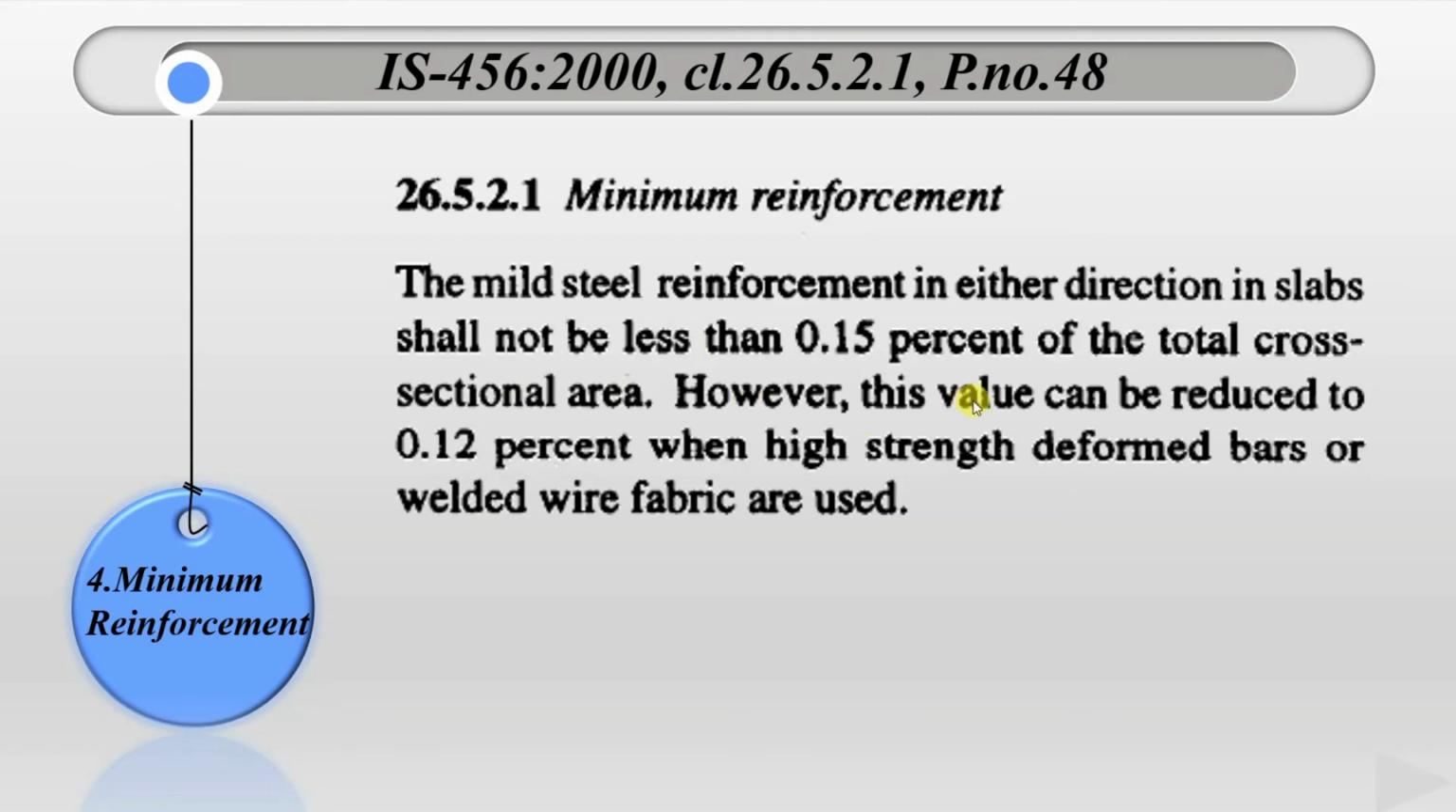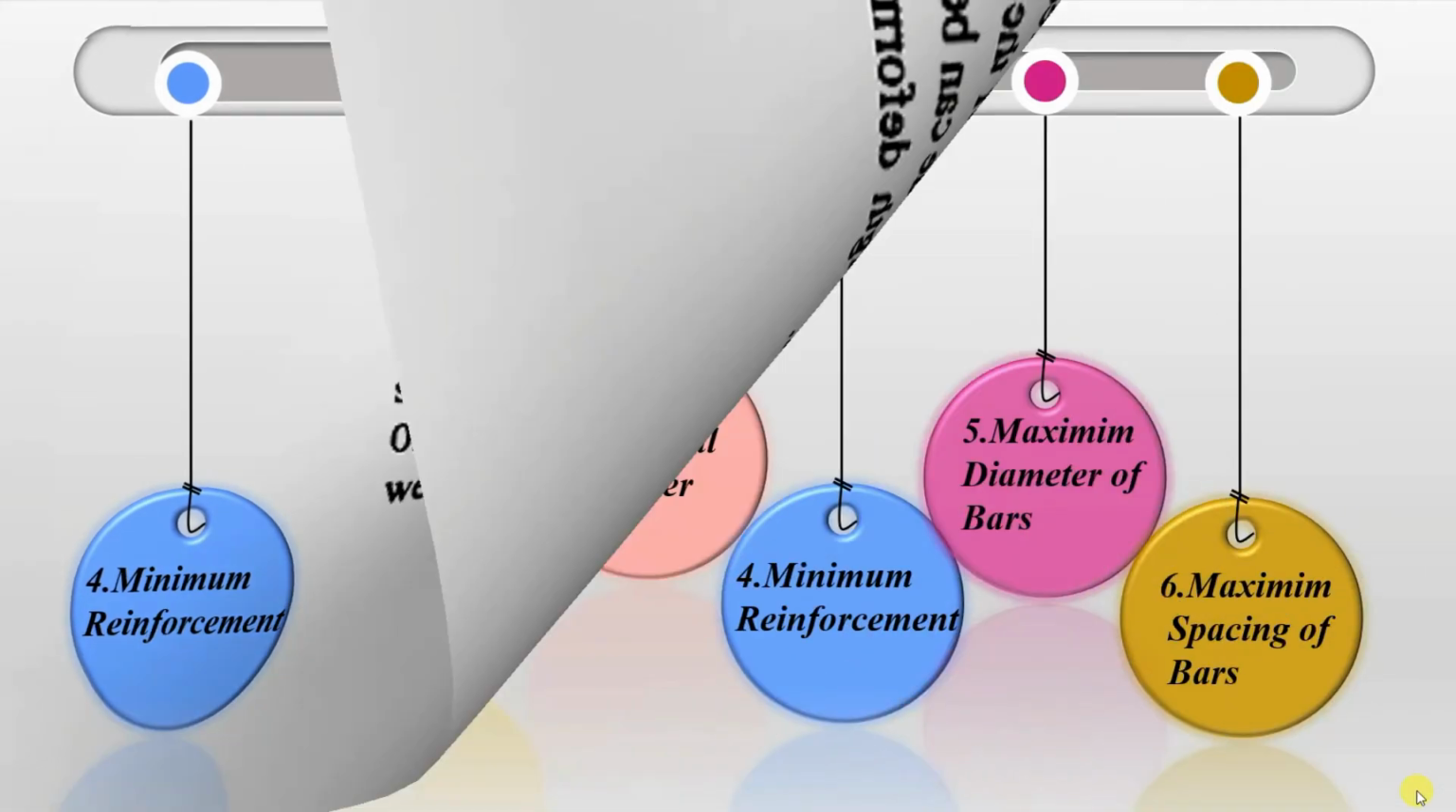However, this value can be reduced to 0.12% when high strength deformed bars or welded wire fabric are used. So when we use high strength deformed bars, HYSD bars, at that time we need to provide the minimum reinforcement of 0.12% of the total cross-sectional area.